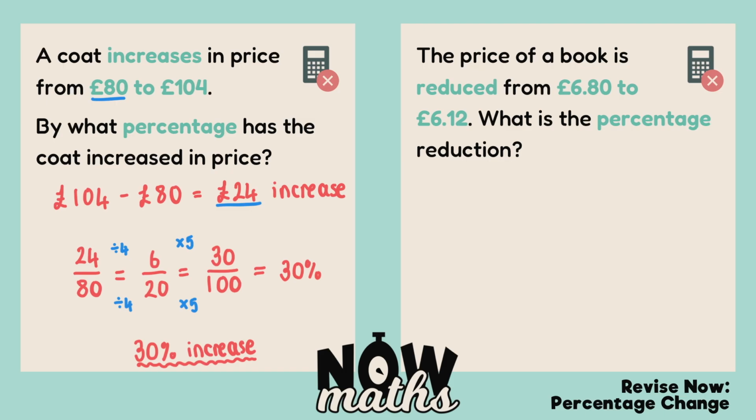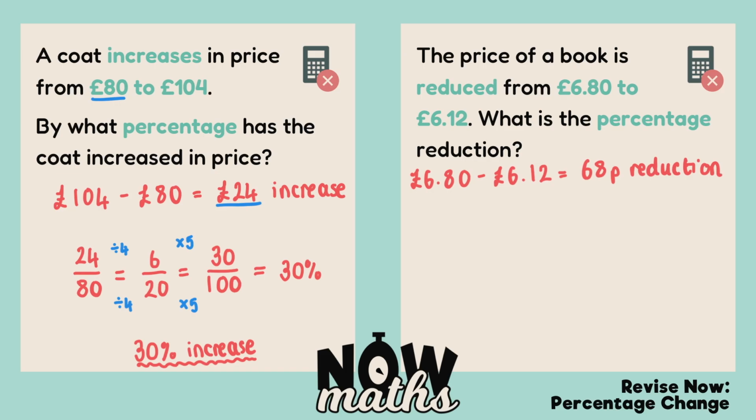Now looking at the question on the right hand side, this time we have that the price of a book has been reduced from £6.80 to £6.12, and we're asked to work out what is the percentage reduction. Similar to the previous question, before we worry about the percentage reduction, we need to know what the reduction is in pounds and pence. So to do that, we're going to subtract the new price from the old price. So that's £6.80, subtract £6.12, which gives us 68 pence. So there has been a 68 pence reduction.